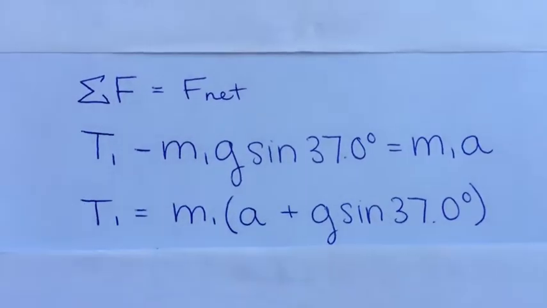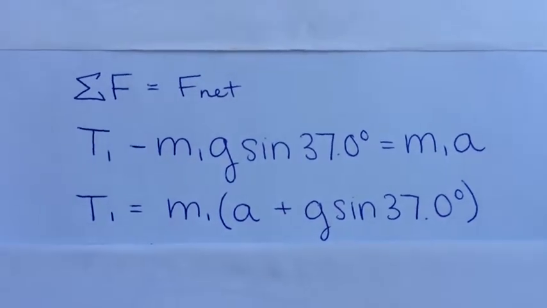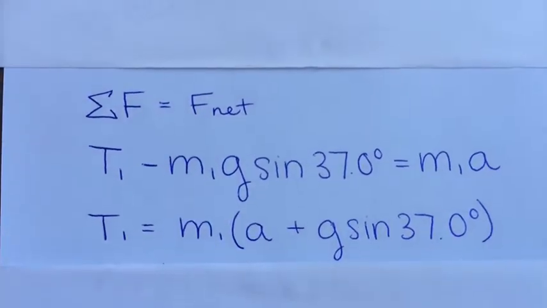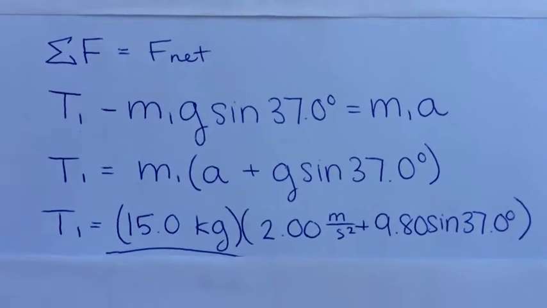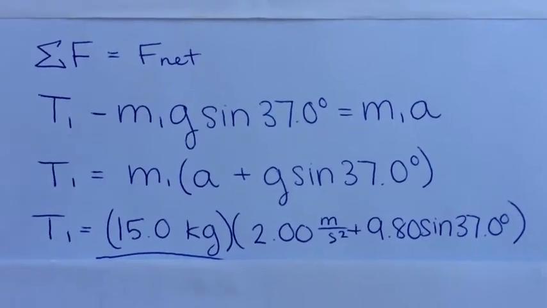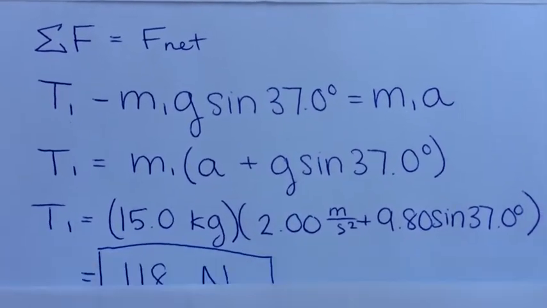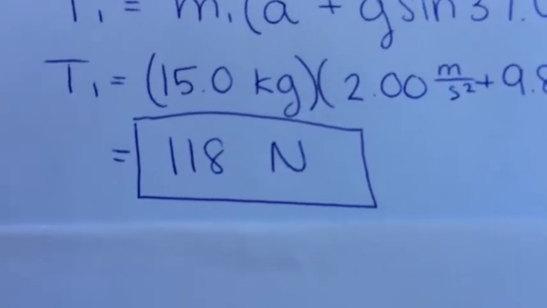And so we can simplify that: tension 1 is equal to m1 times acceleration plus g sine 37 degrees. We can plug in the numbers, so 15 kilograms times 2 meters per second squared plus 9.8 times sine 37 degrees is equal to 118 newtons. That's tension 1.